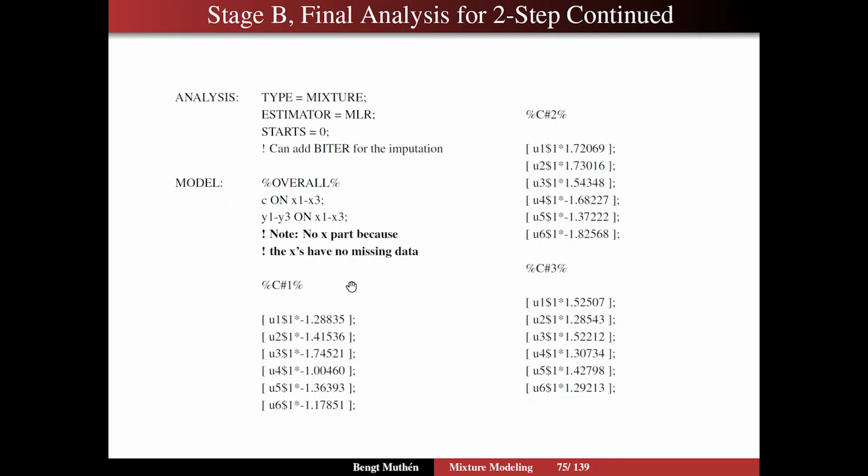And on the next slide, we see the rest of the model. It's a mixture model, starts equals 0. And here's a little note. You can add B iterations, increase the default for the imputation step if you want to. You do it here in the analysis. You could have done that also for BCH and 3-step. And the model is the same, C on X, Y on X, and no X part. And now what's different for 2-step is that we have these fixed thresholds, these measurement parameters that are key for 2-step analysis.